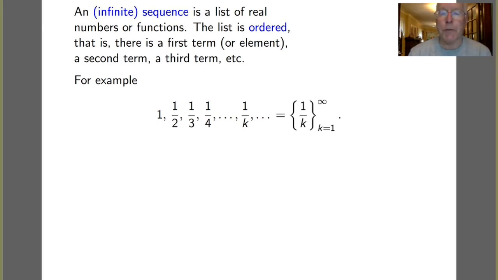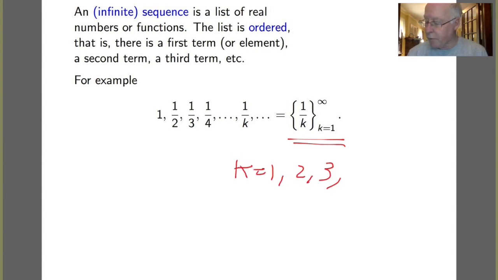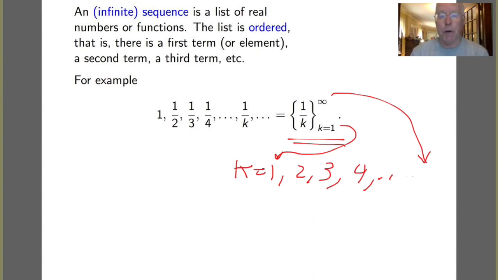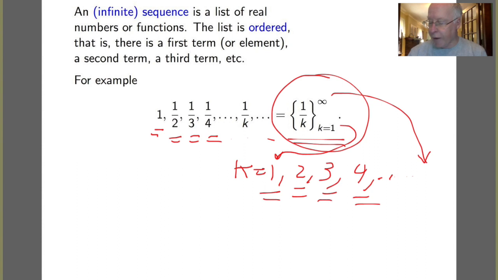We'll sometimes want to describe sequences in a more compact form, so I'll often use notation such as this. What this means is that we're going to let k take on the values 1, 2, 3, 4, etc., non-ending. That k goes from 1 to infinity means we keep going. As we put in the values k equals 1, 2, 3, and 4, we get the sequence elements 1, 1 half, 1 third, 1 fourth, etc. So notation like this is another way to denote a sequence, and it gives us instructions for generating terms of the sequence if we want to do that.